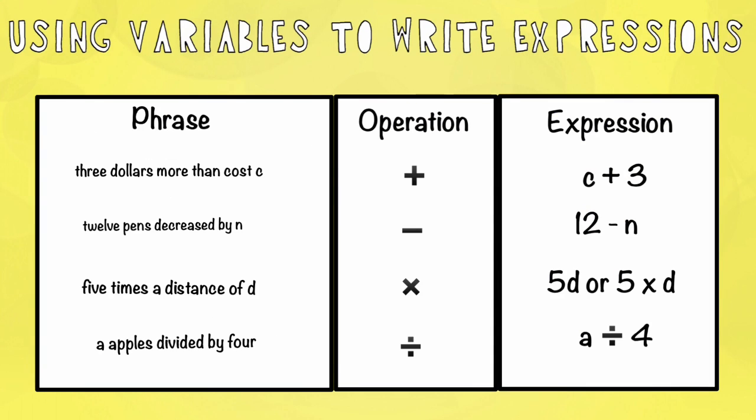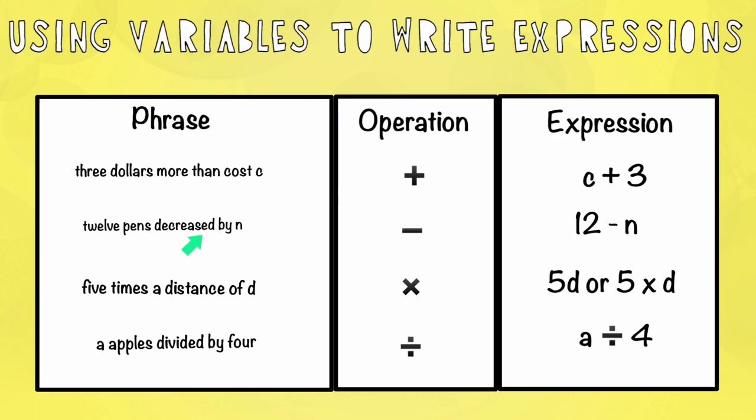So we have some basic terms, some basic phrases and what they mean here, and this is not an all-inclusive list. There are many, many more, and as we go through some examples, you'll get the hang of it. So the first one, $3 more than the cost of C. The word more generally means you're going to add. So is it $3 more than C? Well, C plus 3 would be the expression.